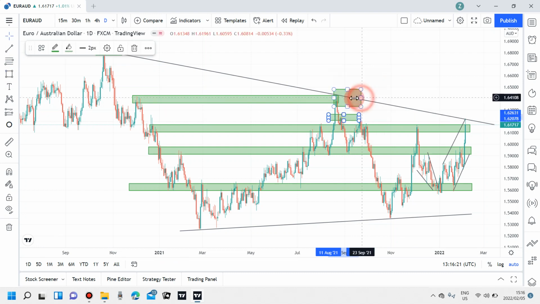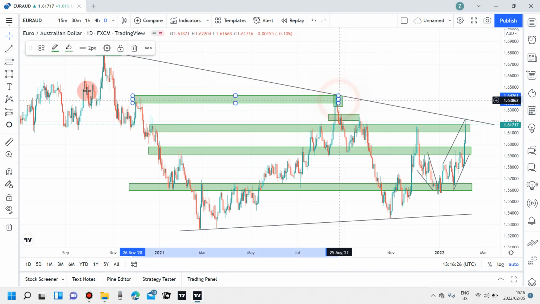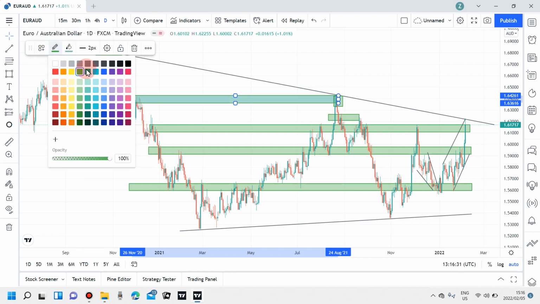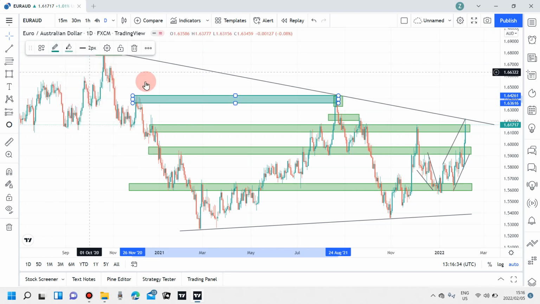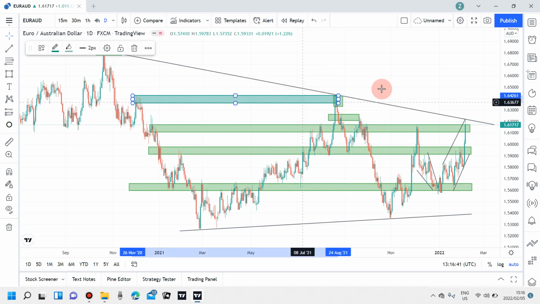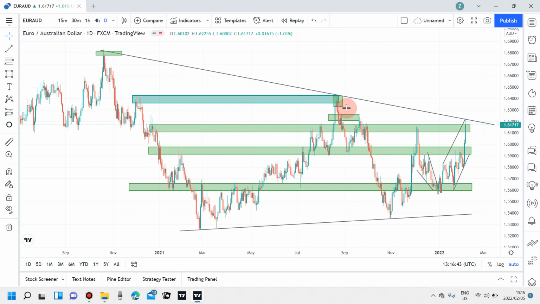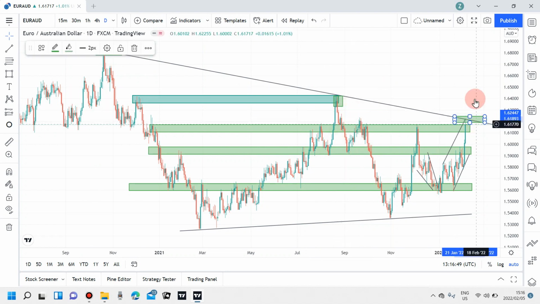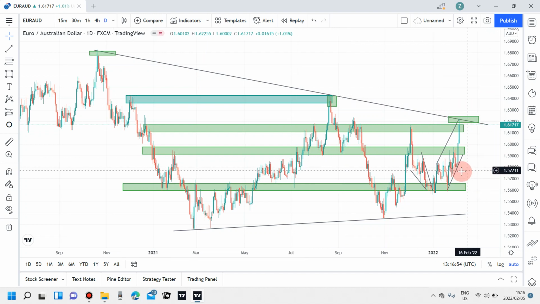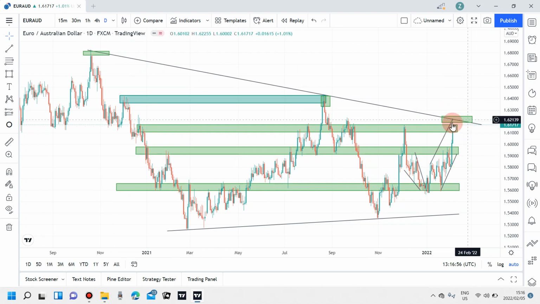Okay, let me fix this. Color to blue. Okay, let's continue. This was my second touch, and now the market is giving me my third touch. And normally when the market gives you a third touch, there's a high chance that the market might reverse.